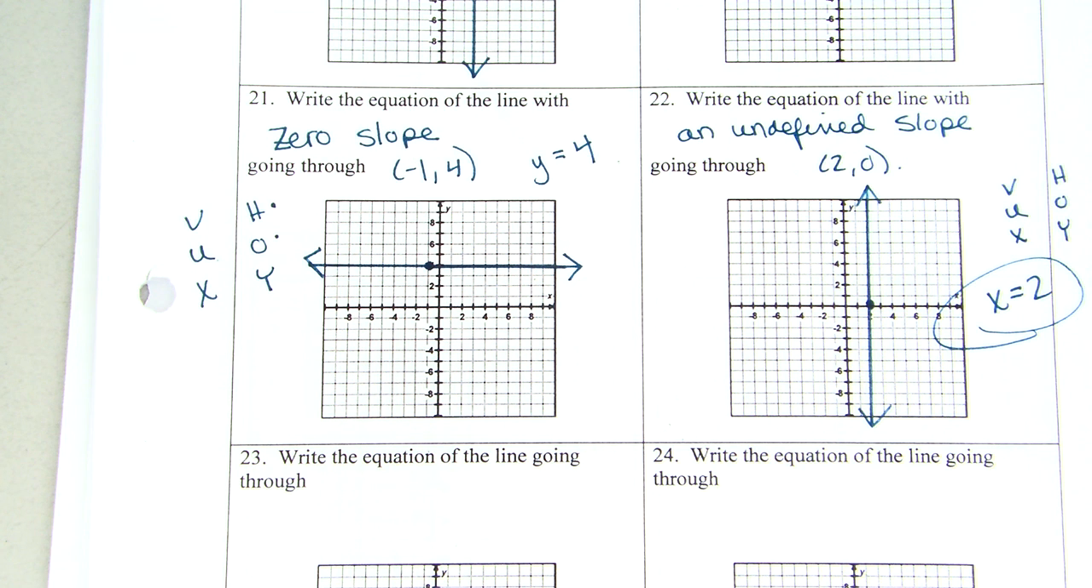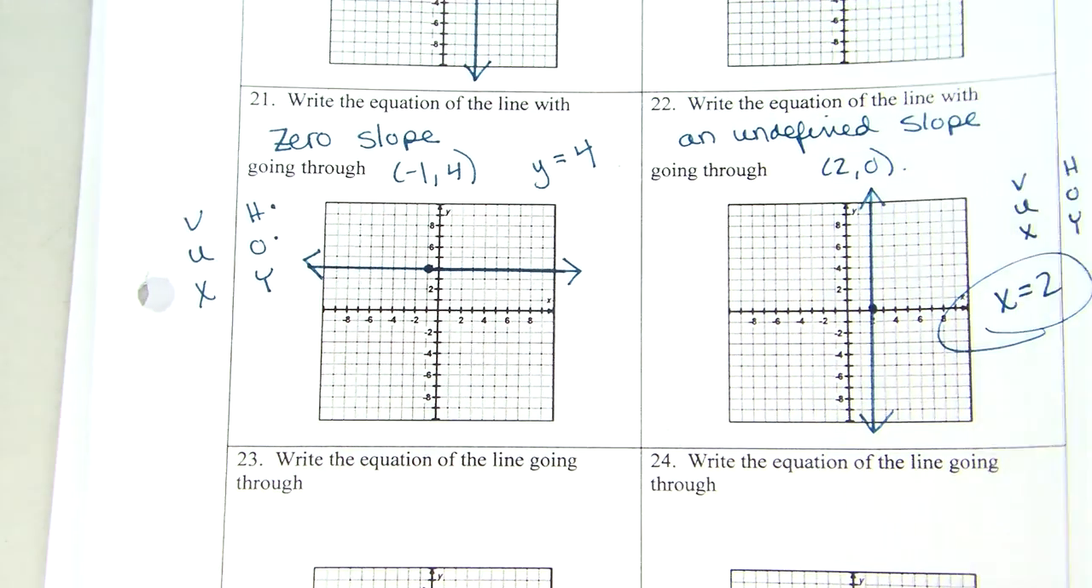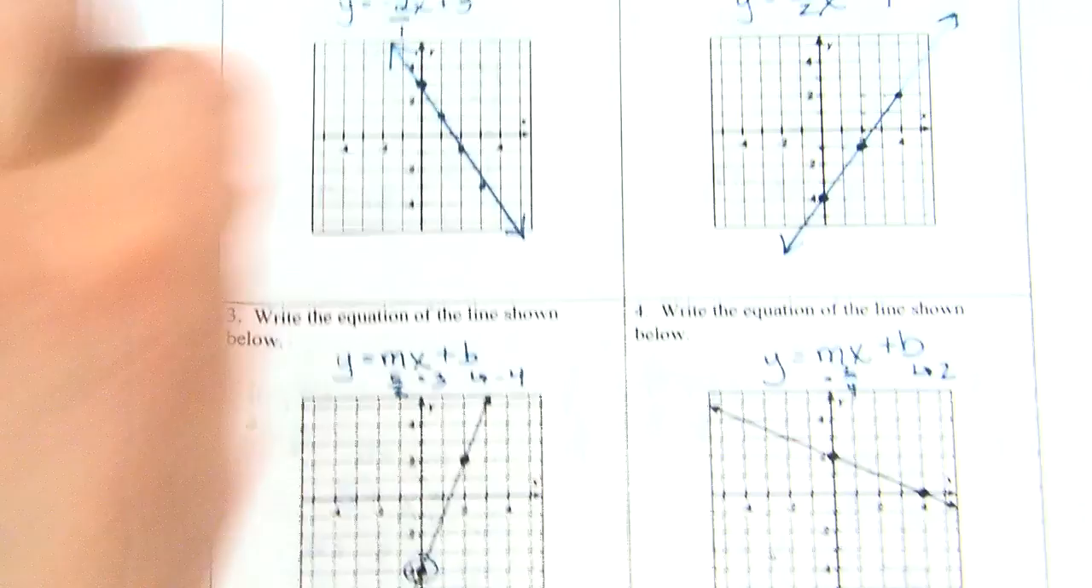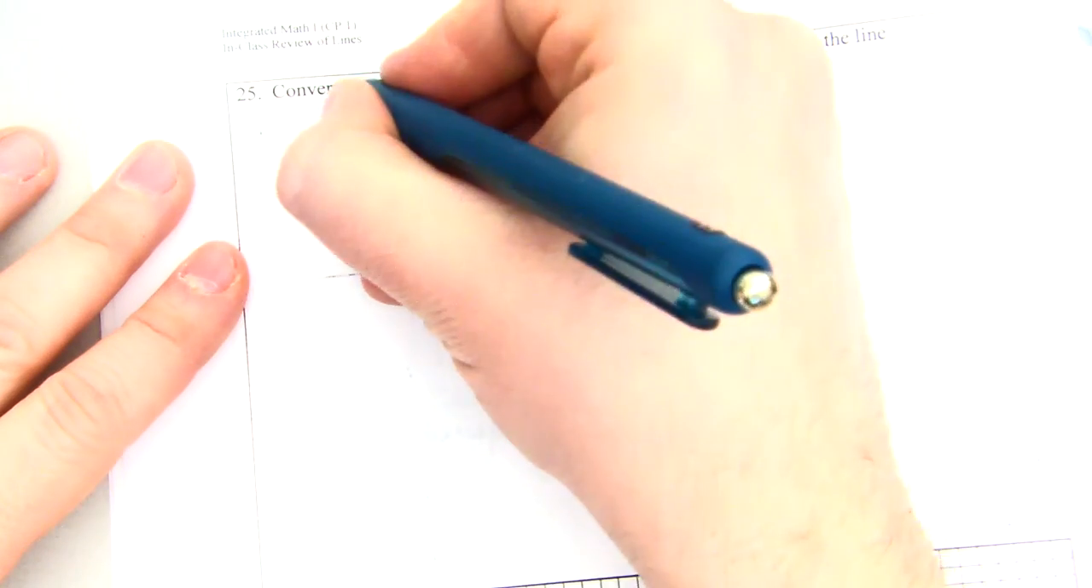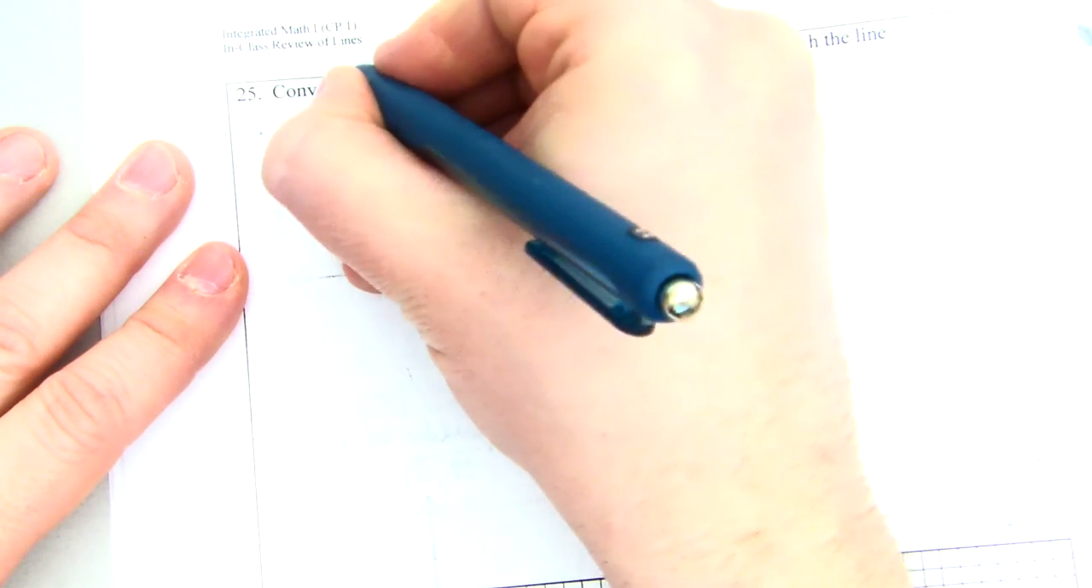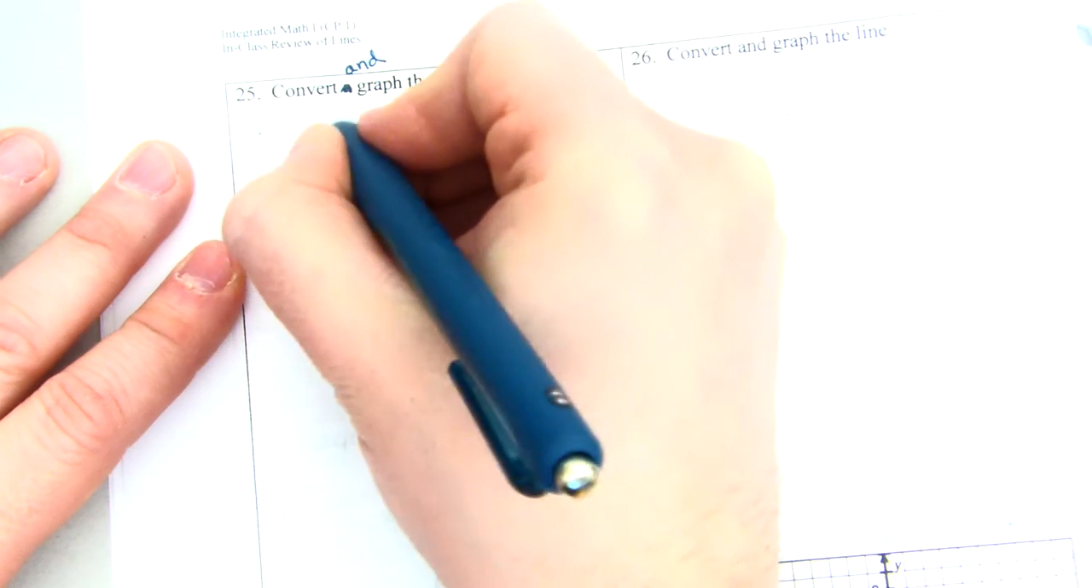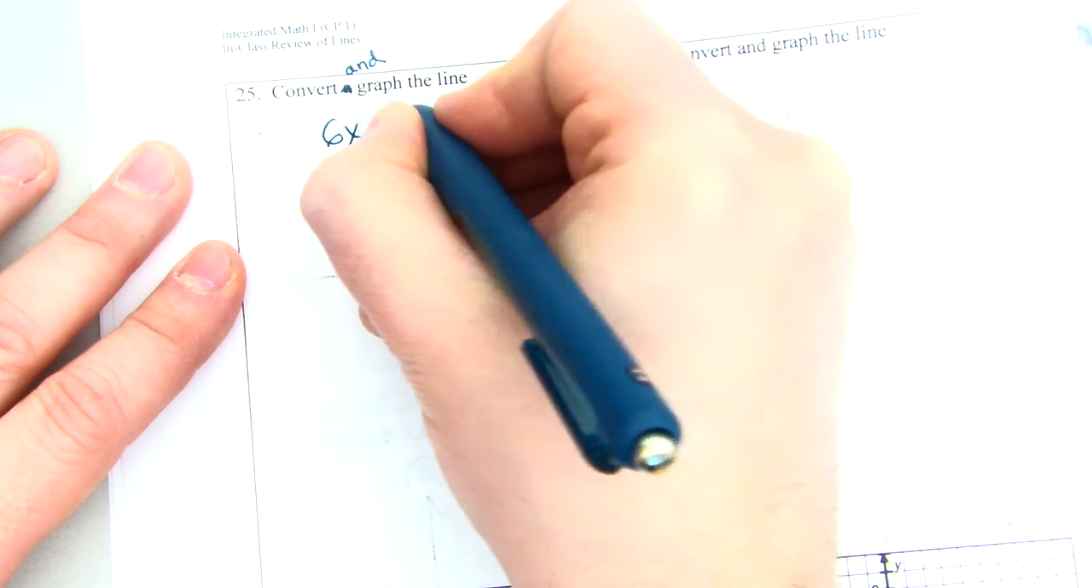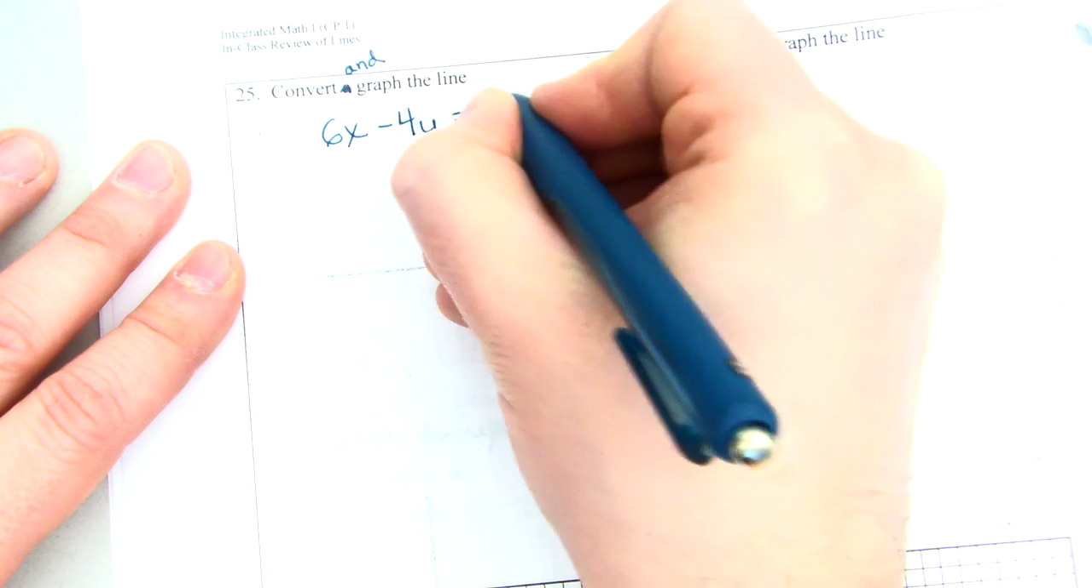I'm not worried. I do want to go over the lines that are not in the right form, the stuff that Mrs. Bach went over with you guys on that Wednesday. This is not right. It shouldn't say convert a graph the line. It should say convert and graph the line. 6x minus 4y equals -12.